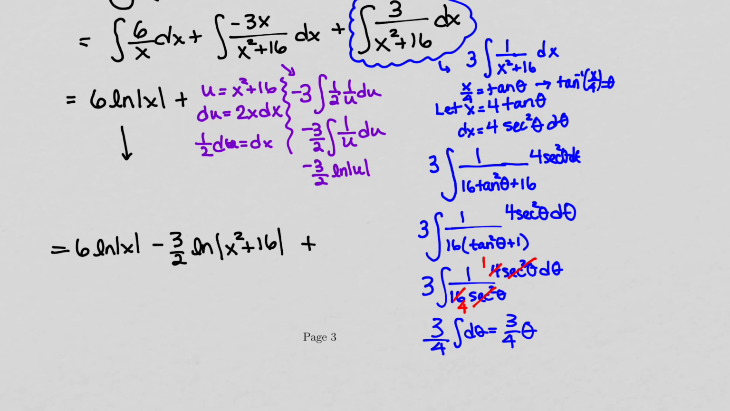So what do we got? This is 3/4, so this is giving me 3/4 times the arctan of x over 4. And that's what goes here for this last part. 3/4 times the arctan of x over 4.